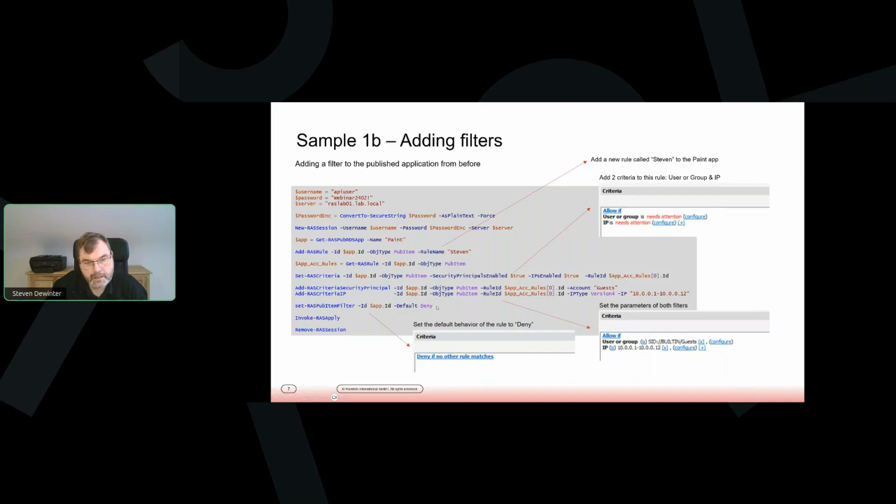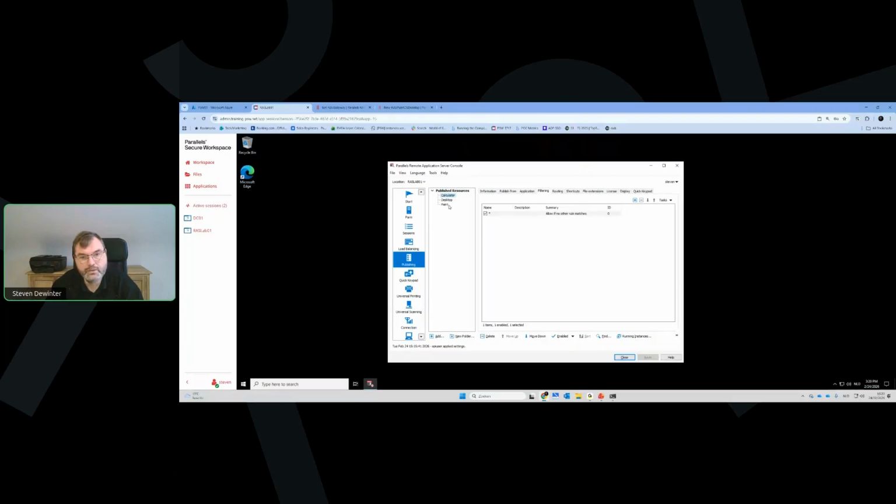For that same rule that I've added, the rule that I'm adding here, what I'm doing is changing the default behavior to deny, and then to make everything active, I have to do the RAS apply again, and of course log out. So if I want to show you that in real life, as you remember before, the filters are empty.